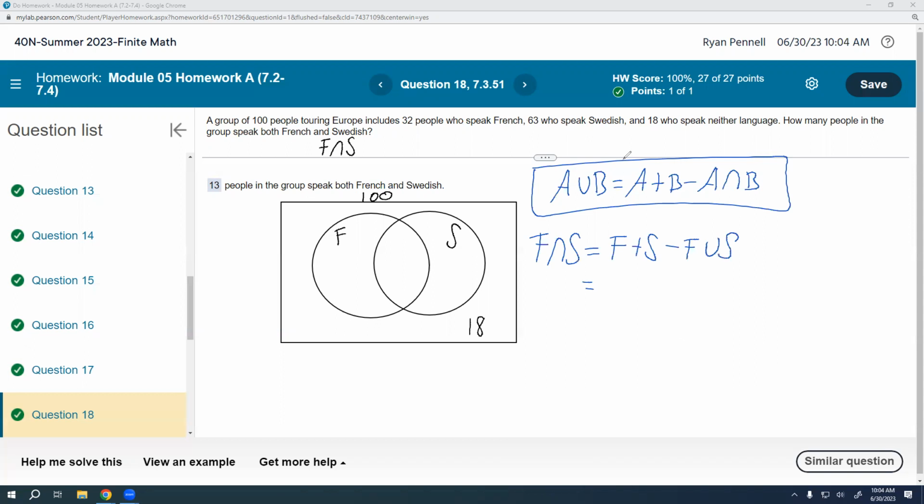Well, how many people speak French? 32. How many speak Swedish? 63. And how many are in the union? That would be 100 minus 18, which is 82. So 32 plus 63 minus 82 is 13. So we have 13 that speak both. Those formulas can be extremely helpful to us.